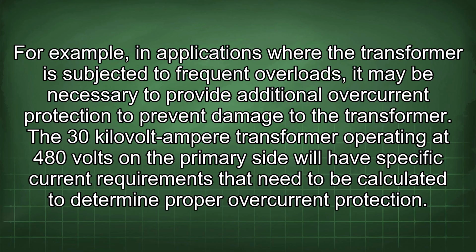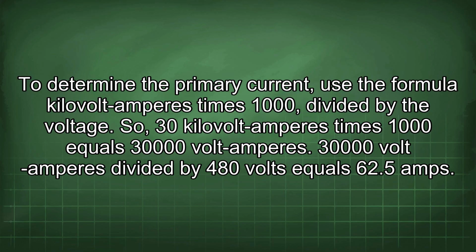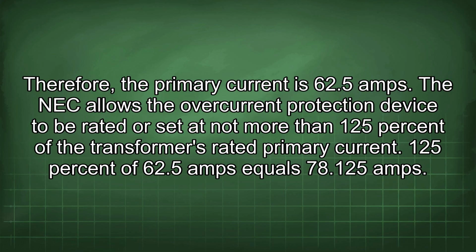The 30 kV transformer operating at 480 volts on the primary side will have specific current requirements that need to be calculated to determine proper overcurrent protection. To determine the primary current, use the formula kV times 1000 divided by the voltage. So 30 kV times 1000 equals 30,000 volt amperes. 30,000 volt amperes divided by 480 volts equals 62.5 amps. Therefore, the primary current is 62.5 amps.